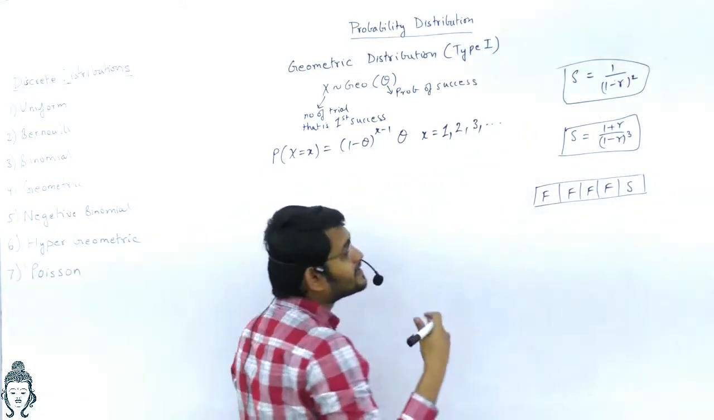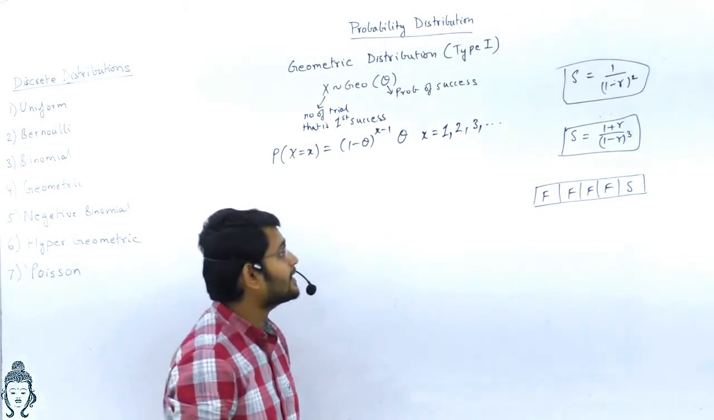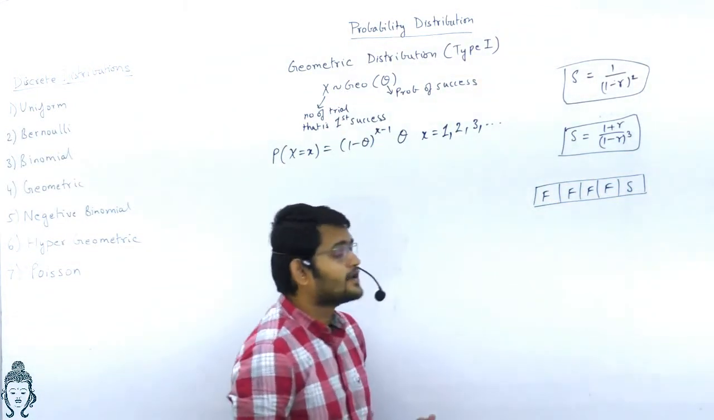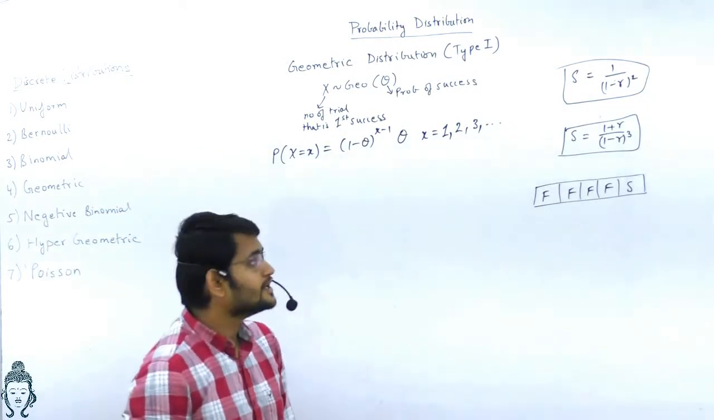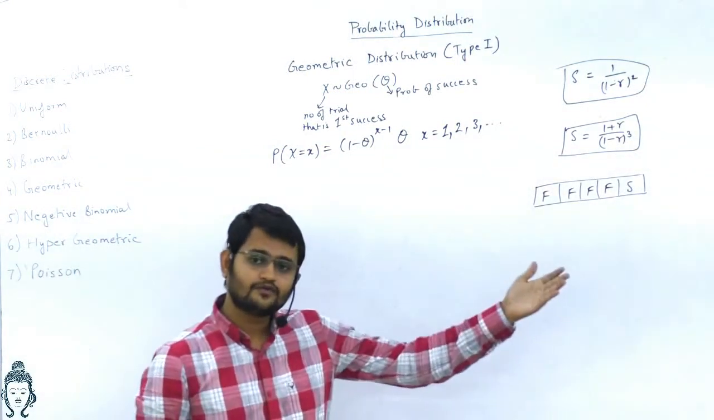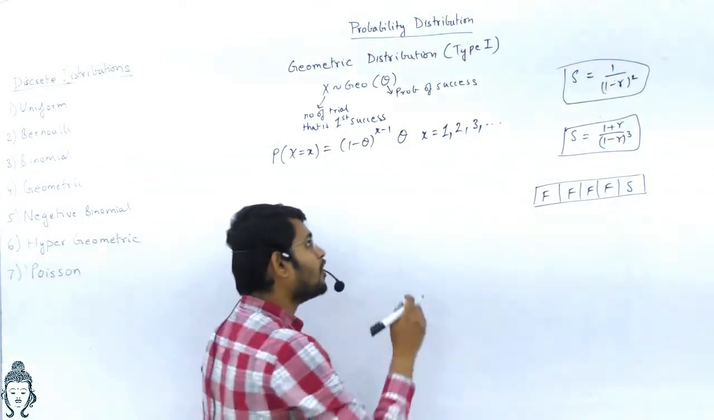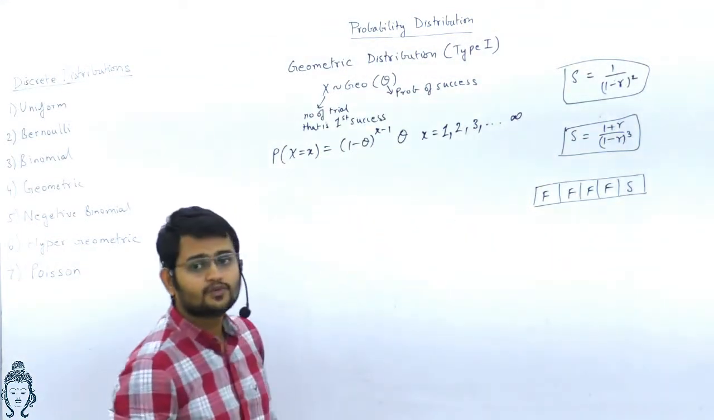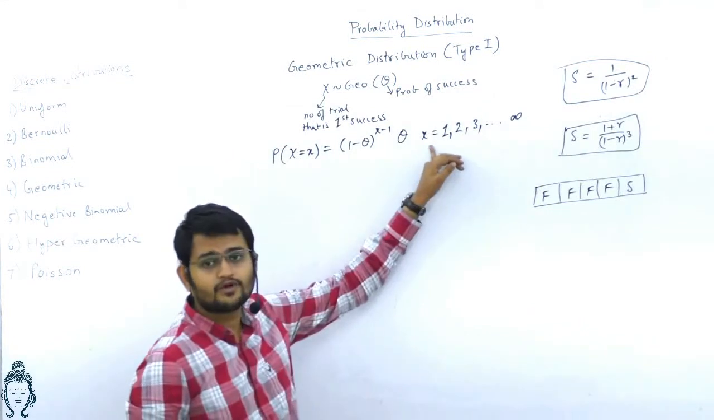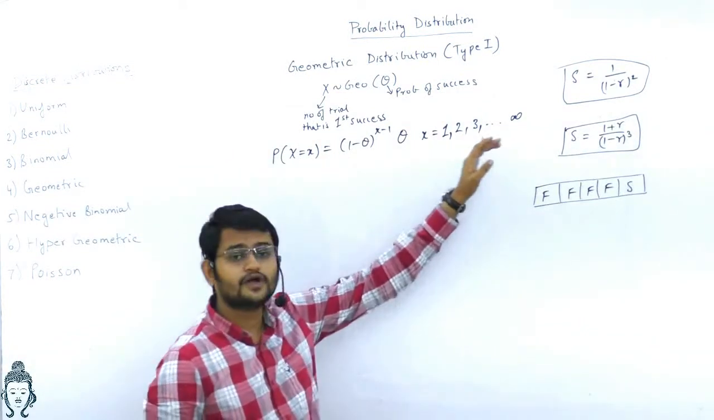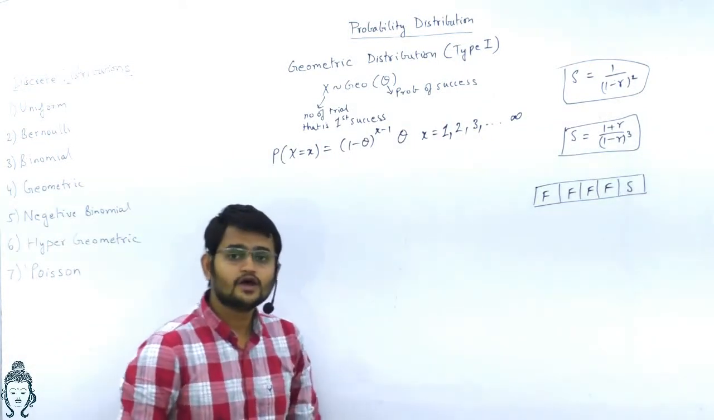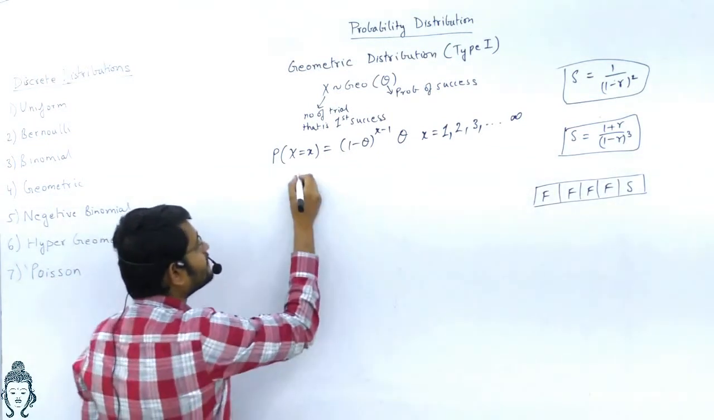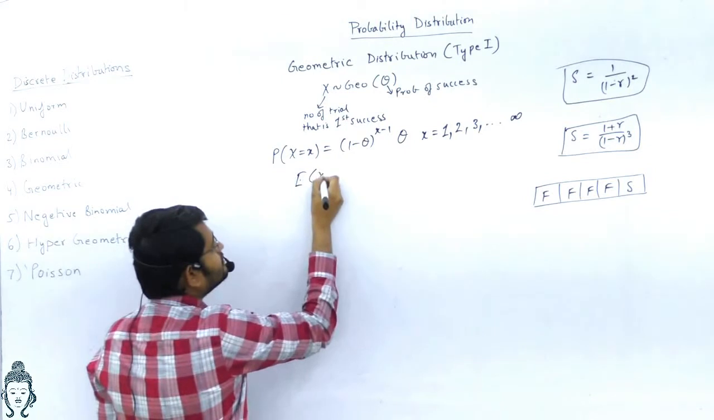We can have 2 failures then a success, and so on. And what are the maximum possible values for a trial to get our first success? It can take an infinite number of trials to get our first success, where all of them are failures. So the possible values of x, or number of trials here, can be 1 to infinity to get our first success.